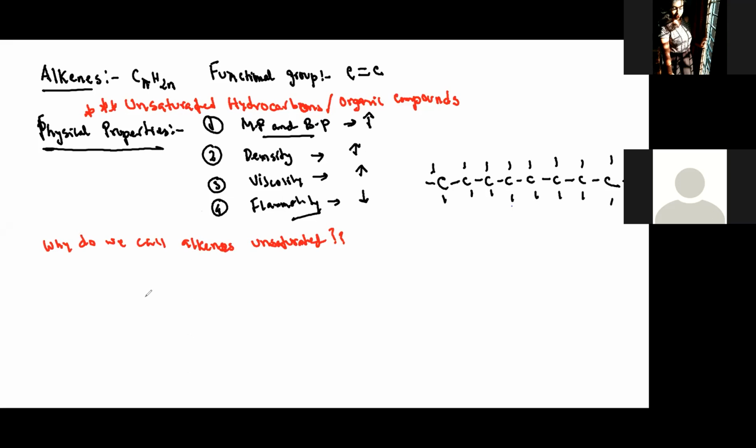Very good. So if we compare between an alkane and an alkene, take an alkane, say ethane. How many bonds can each carbon form? 4. So this carbon already has 4 bonds: 1, 2, 3, and 4. This also has 4 bonds, so they are already saturated.